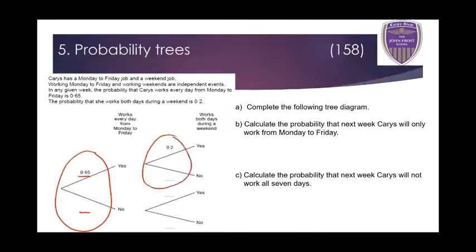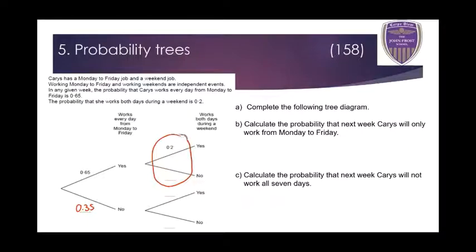These two numbers have to equal 1, and these numbers have to equal 1. Okay, so something plus 0.65 is 1. That's going to be 0.35. Again, looking at this part now, something plus 0.2 is 1. Well, that's going to be 0.8.